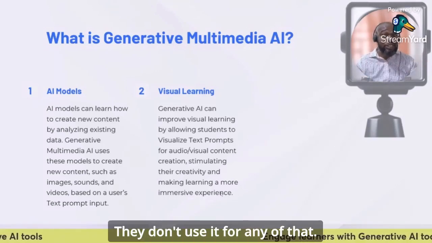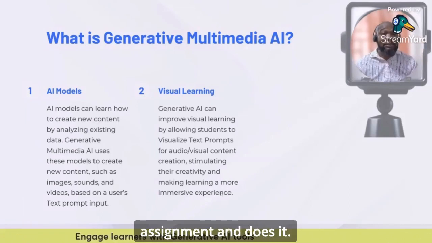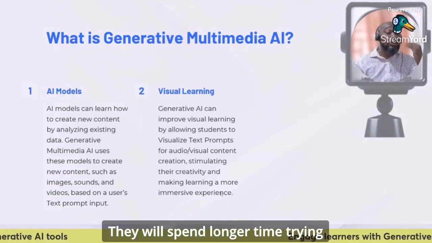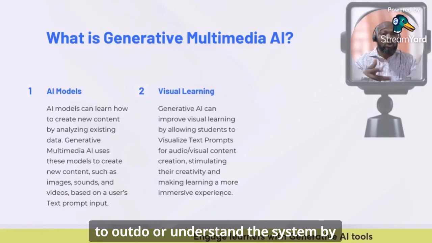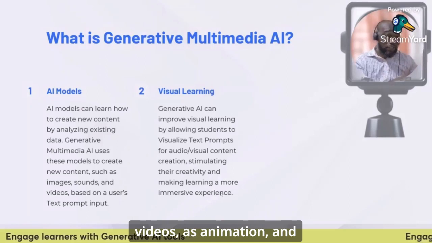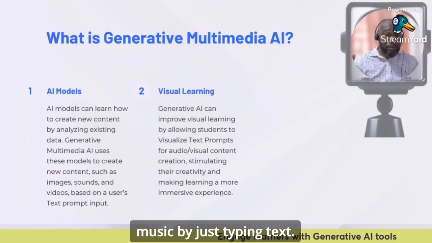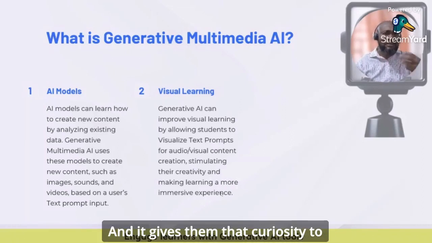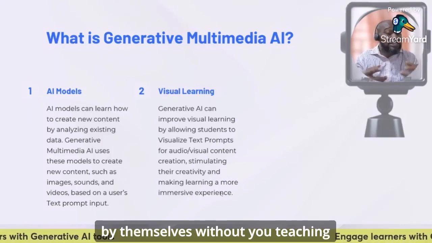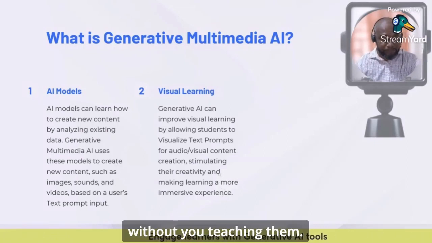They don't use it for research. They don't use it for any other thing. They just think I can generate my homework once I'm given an assignment and that's it. But once you give them something like text to images, automatically you see them being creative. They will spend longer time trying to outdo or understand the system by typing their prompt and seeing the result as images, as videos, as animation, and as audio or music, right? They can generate music by just typing text, and it gives them that curiosity to want to use it more and want to even research on it by themselves, without you teaching them, as an educator.